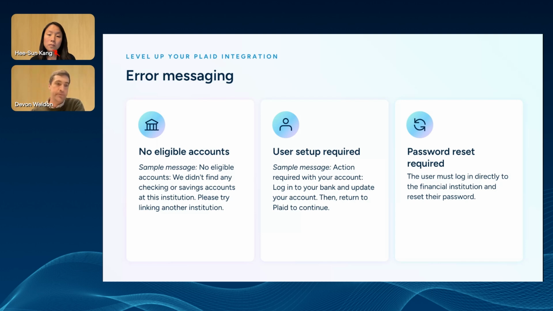So for example, an error indicates that a user has connected a financial institution account that does not contain any checking accounts. And for your use case, you are requiring a user to connect a checking account to facilitate money movements. In this scenario, clearly communicate to that user that they need to restart the bank linking process and select an institution where they hold an active checking account.